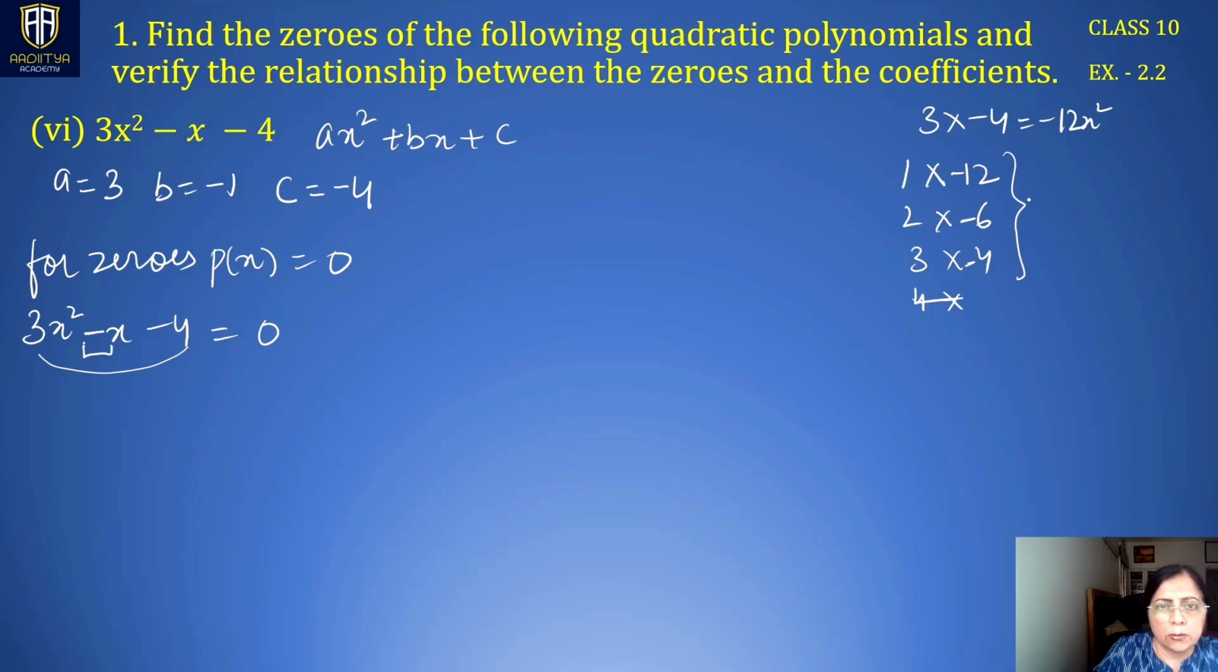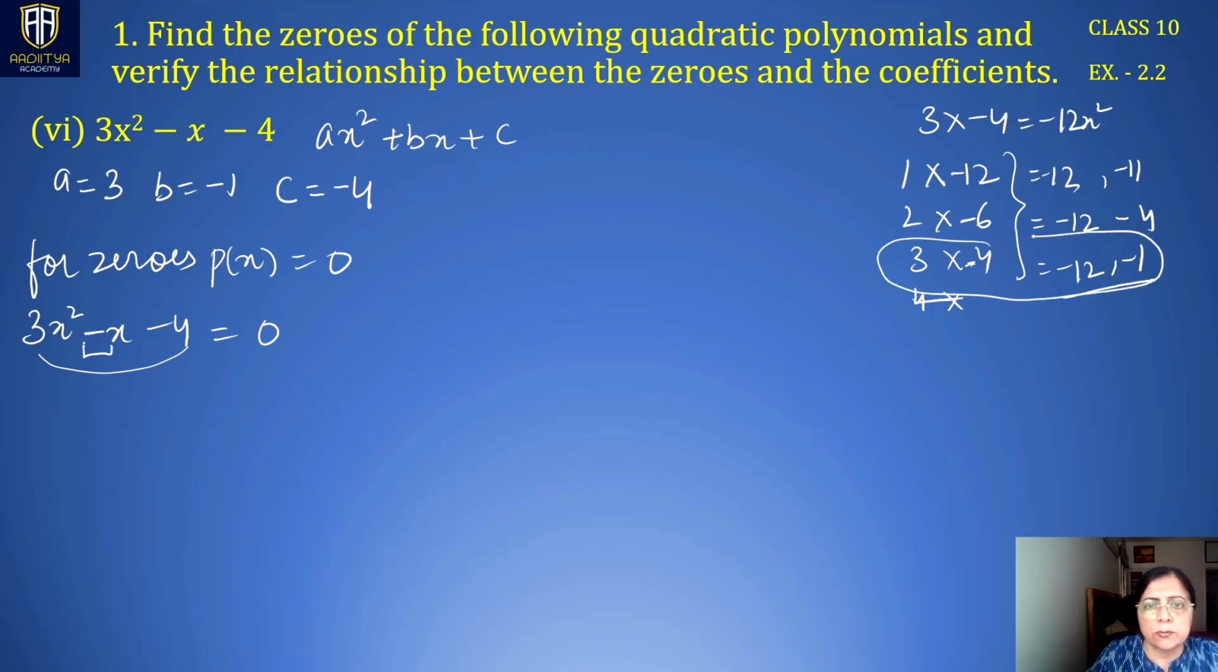So in all the cases, the product remains negative 12. You can see one positive and one negative gives you negative 12. When it comes to the sum part, 1 and negative 12 gives you negative 11, and 2 and minus 6 gives you negative 4. 3 and negative 4 gives you negative 1. So this is the ideal factor pair which satisfies both the conditions for product and sum.